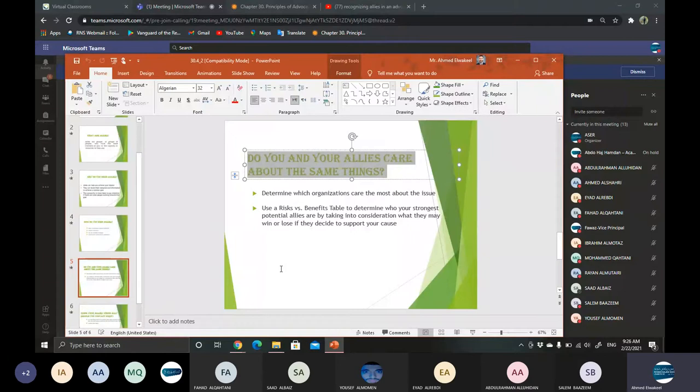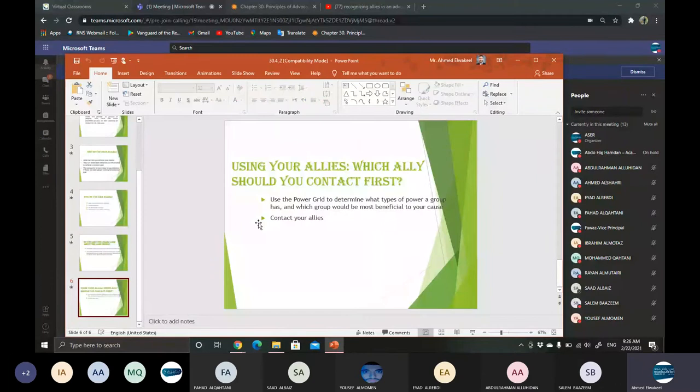Last but not least, by using our own allies: which ally should you contact first? Of course, start by the strongest ally, the one who can make the difference. Because once you have a very, very strong ally in your campaign, your results are guaranteed. If I have one from the government, one from a strong businessman, a strong advocate, he will make sure that our campaign is an effective and a true one.